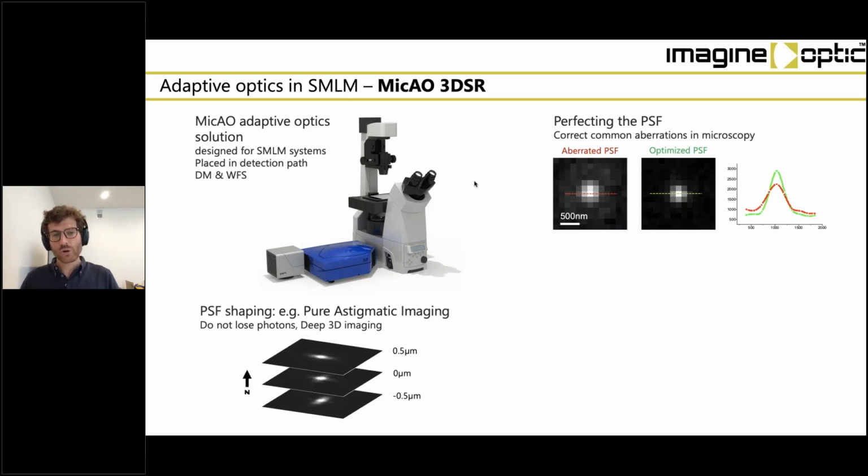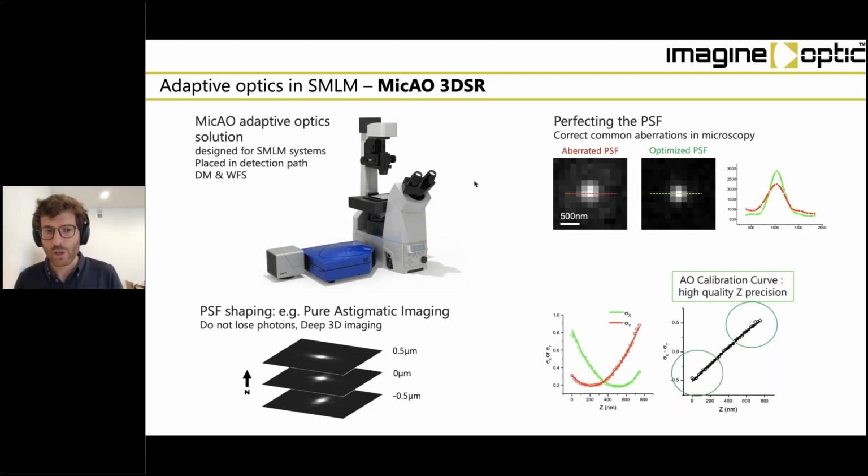So once you've got your PSF shaping, a very common thing to do is to acquire a calibration curve. So for astigmatism, the calibration curve is basically the extension of the PSF in X versus the extension in Y. By plotting the ratio, or actually the difference between those two extensions, you can reconstruct this calibration, this line that we have on the right, the calibration curve, that will give you the Z position, the actual position of your fluorophore compared to the focal plane.